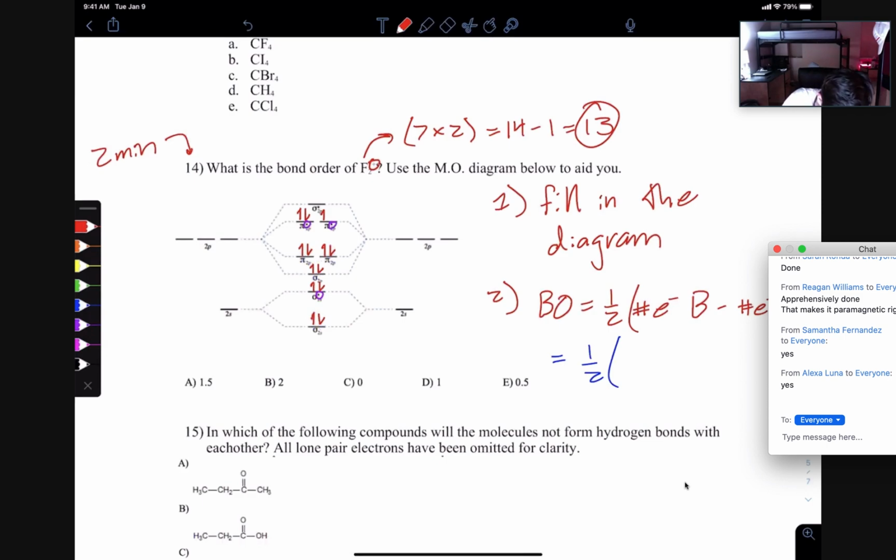So 8 minus the number of electrons in our anti-bonding orbital. So 1, 2, 3, 4, 5. Okay, so 5 electrons in our anti-bonding orbital. So that's 1/2 times 3, which comes out to 1.5. So the answer is A. So that's how you do your bond orders. Yes, this would be paramagnetic.